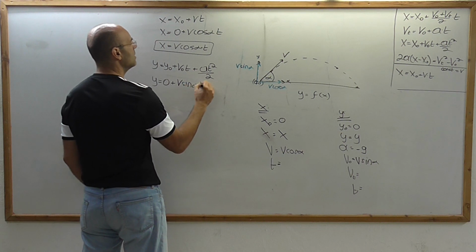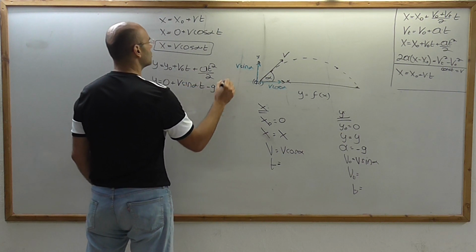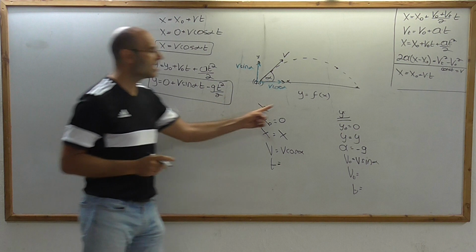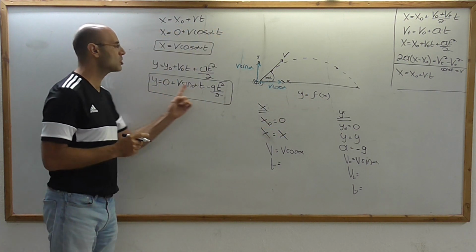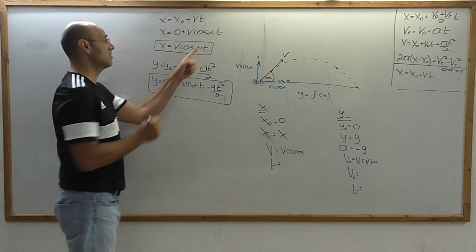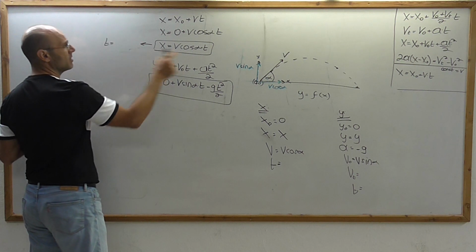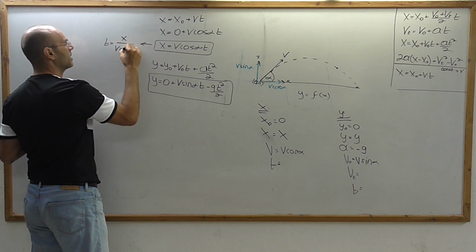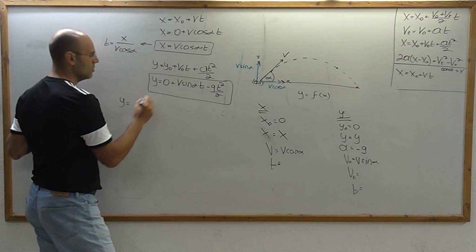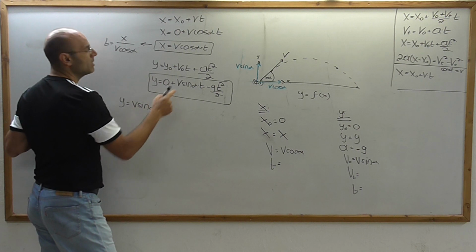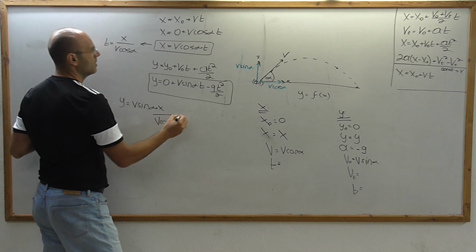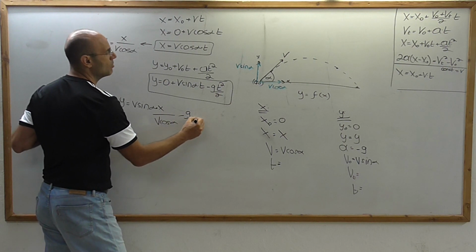sine alpha t minus g t squared over 2. Now I remind you again, I want to find y as a function of x, not y as a function of t. So because it's the same t, I'll isolate it from here: t is x over v cosine alpha, and place it here and there. So I'll get y equals 0, I don't care, multiplied by t. t is x divided by v cosine alpha, plus minus g over 2 multiplied by t squared.